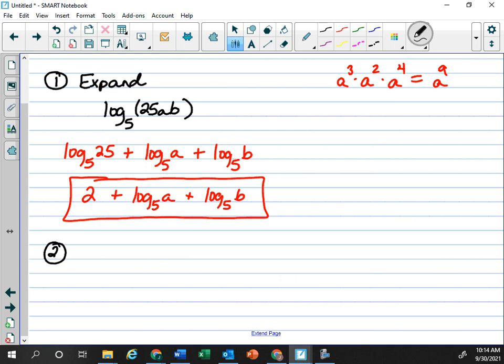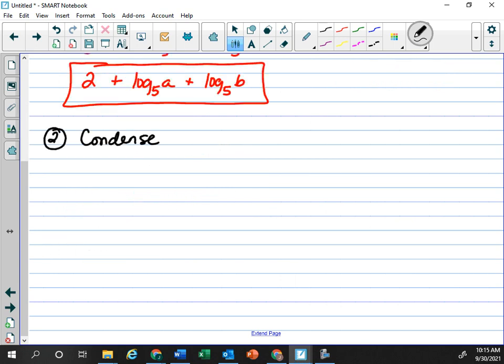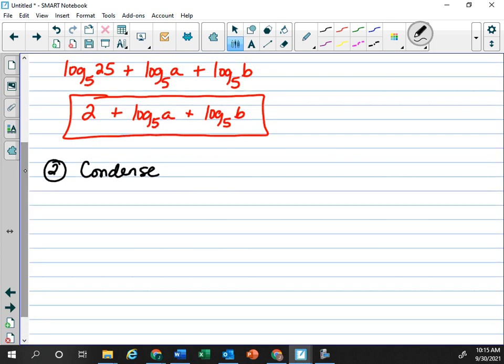All right, kind of the same idea with the same property here, but we're going to go the other way. We're going to condense. All right, so I will give you log base 2 of A plus log base 2 of B plus log base 3 of X plus log base 3 of Y.